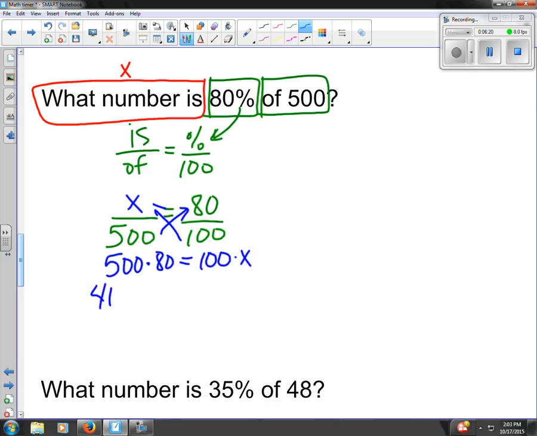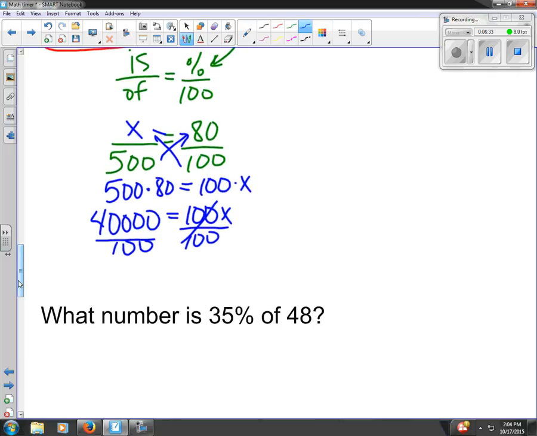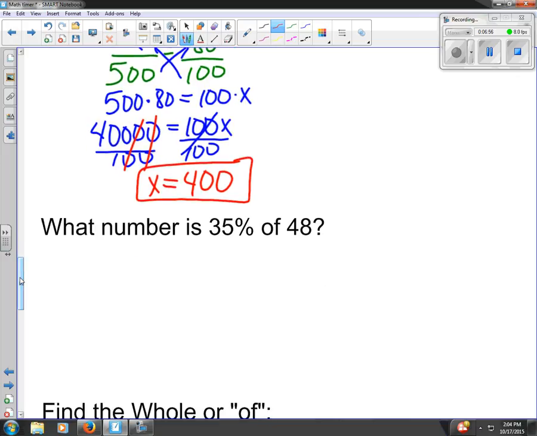500 times 80 is 40, and add 3 zeros, equals 100x. You divide by 100, divide by 100, okay? And if you remember the trick from 7th grade, or last video, you cancel out the zeros, so x equals 400. It's not a percent. Do not write a percent sign, because it's not a percent. Okay, and that's why sometimes the calculator is not very fast, because you can do some of this quick math in your head before you even type it in the calculator.